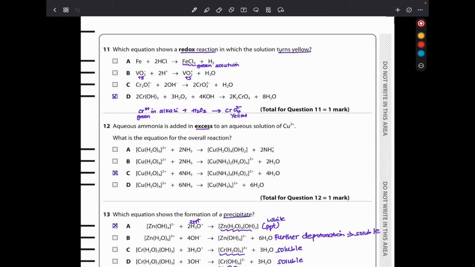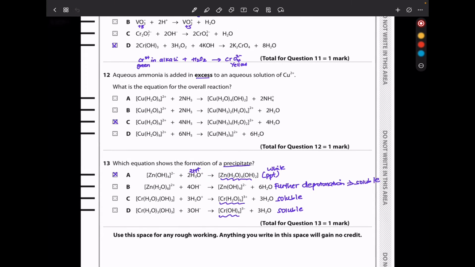Which equation shows a redox reaction in which the solution turns yellow? We can see this is not going to be the case because here we create a green solution. This is still the same oxidation state, so we cannot call it a redox reaction. When chromium 3+ reacts with hydrogen peroxide in alkaline conditions, oxidation will occur, forming chromate 6, which is going to be yellow. So the answer is going to be D. Here we form a yellow solution.